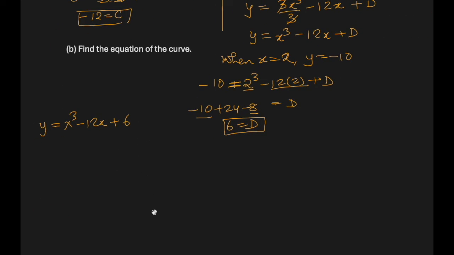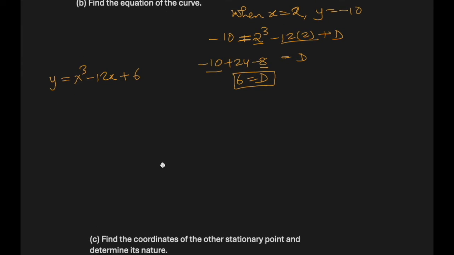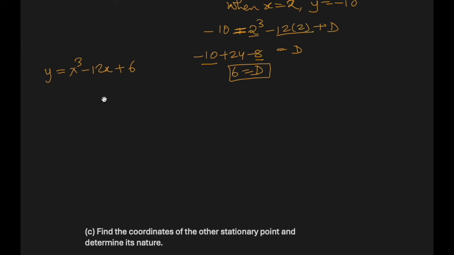Do we have some more? Yes, we have C part also. Find the coordinates of the other stationary point and determine its nature. So since we already know that one stationary point is available, which is 2, minus 10, yeah, it's a cubic function, it will definitely have two turning points or stationary points. One of them is available to us. So let's say which one is the second one.